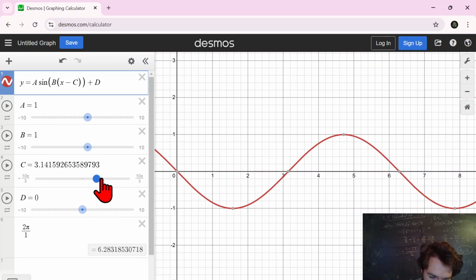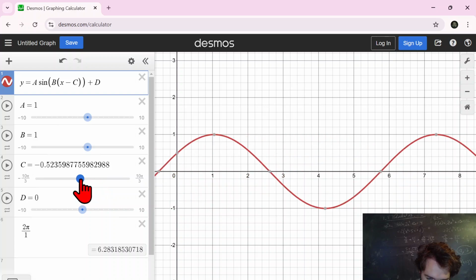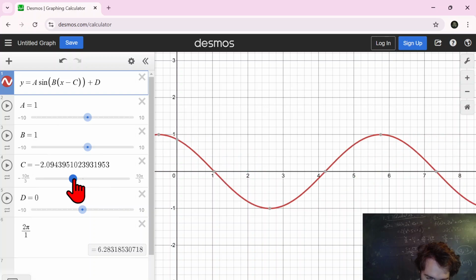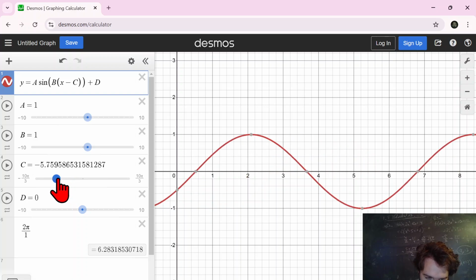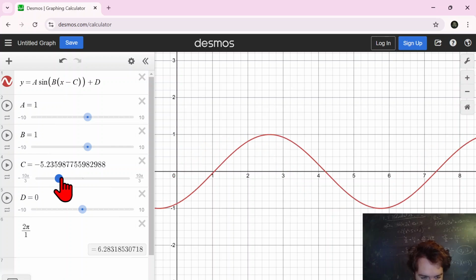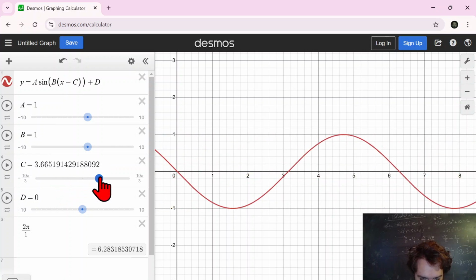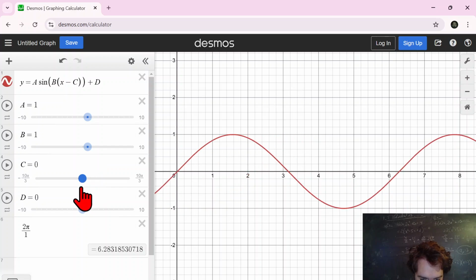So you can see as I move this slider to the left, it moves the graph to the left. Basically, if I have x plus something, you see I'm in the negatives now. If I have x plus something, it moves the graph to the left by that amount. And if I move the slider to the right, all the positive numbers here move the graph to the right. By default, the sine function that we have dealt with up to this point has a c of 0, and you can see that that matches very well with the parent function for sine.